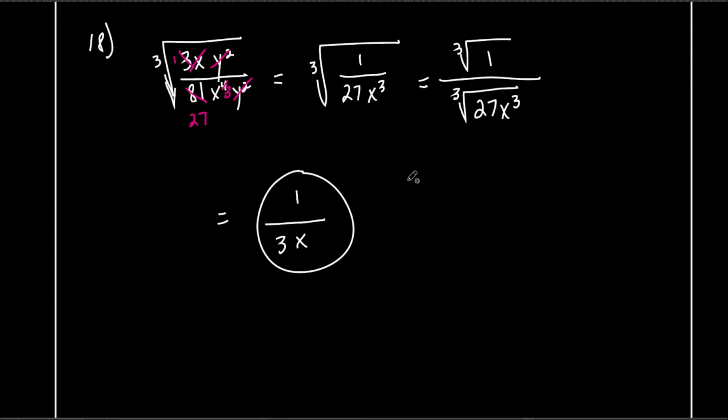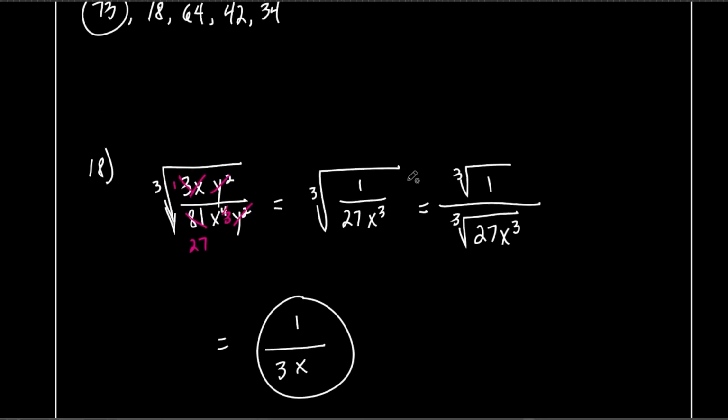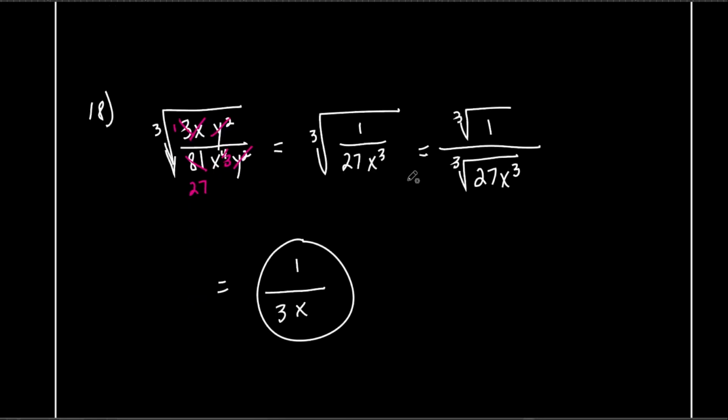But I'm pretty sure that's right. So that wasn't as hard as it looked at the beginning, was it? As long as you just simplify the stuff inside of there first, and then you can just take the cube root of the top, the bottom, figure it out, you're good to go. All right, what was the next one? 34. So we'll go in numerical order.